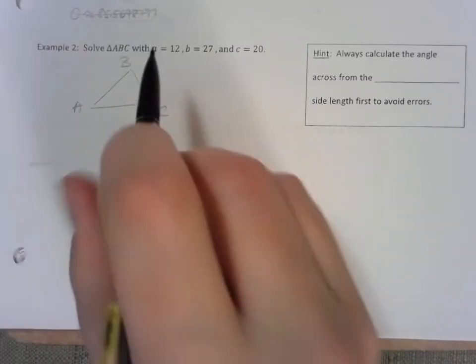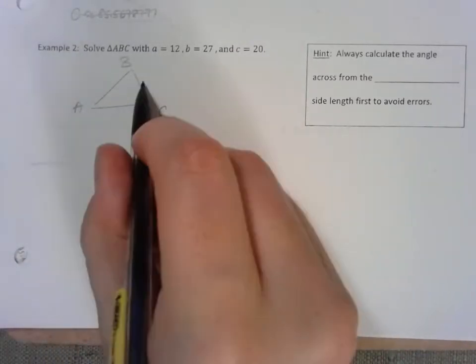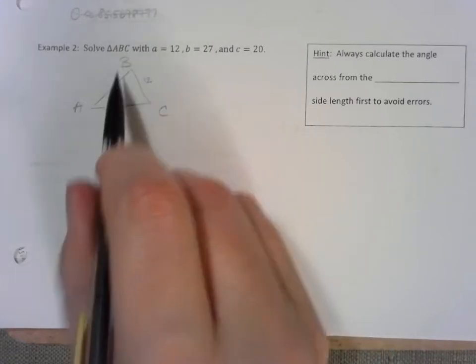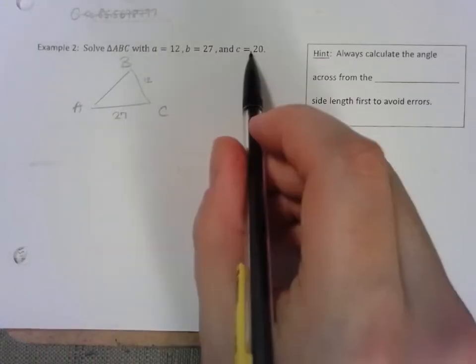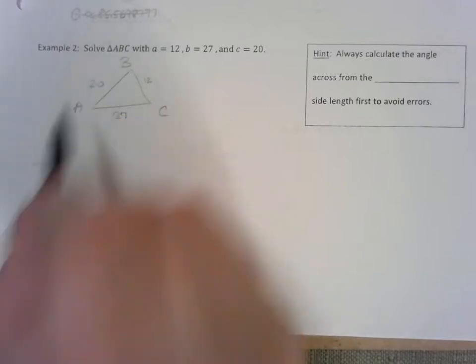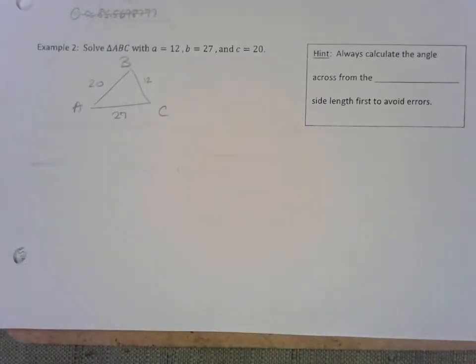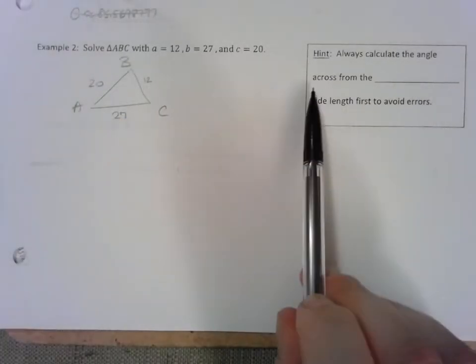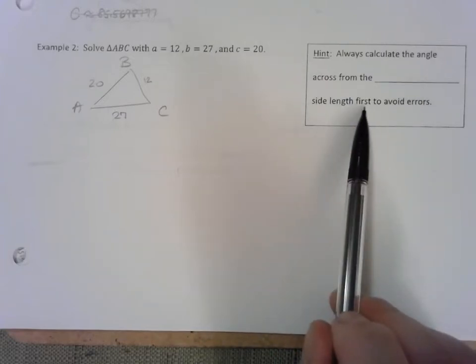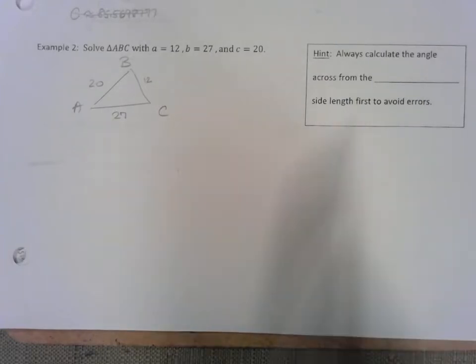We'll mark our vertices. The side length A goes across. Side length B goes across. That's our longest side. Side length C is the side length that's in the middle. Okay. So here's a hint. Always calculate the angle across from the longest side length first to avoid errors.